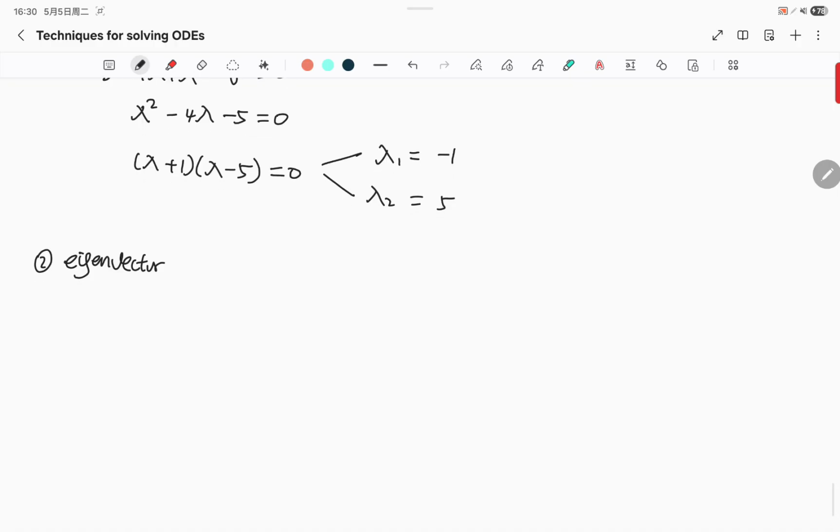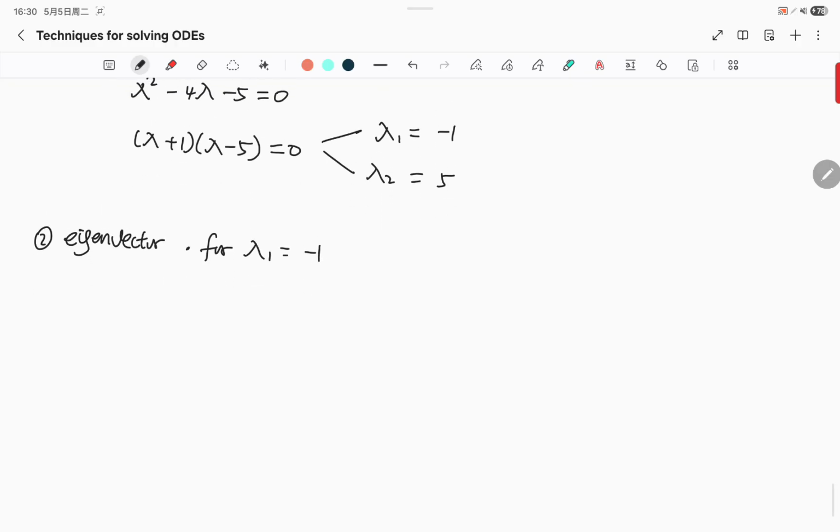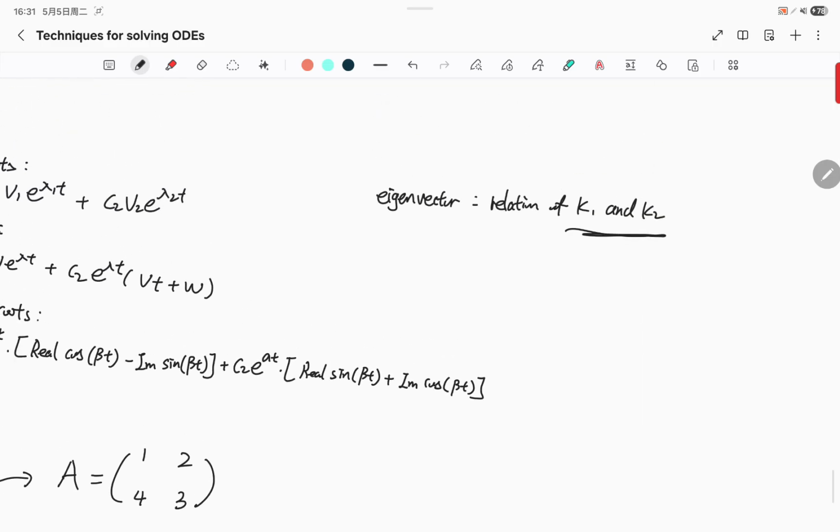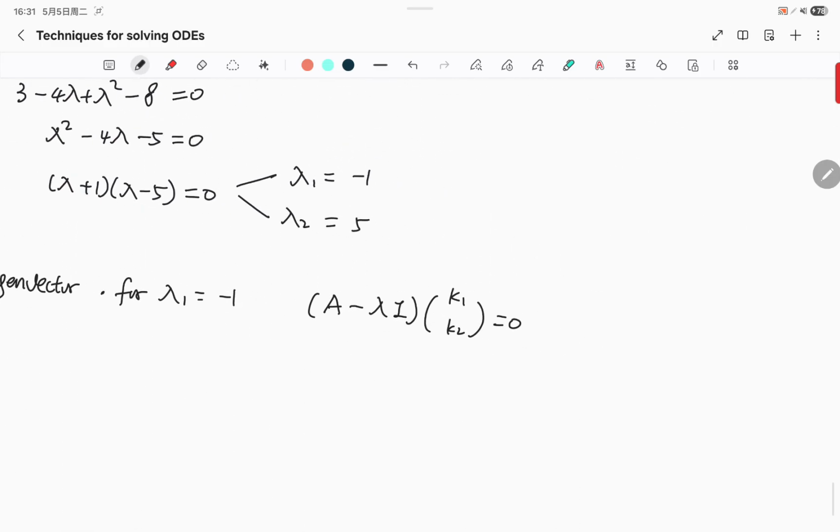Now for lambda 1 equal to negative 1, what do we have here? We need to do the same thing. We have A minus lambda I times k1, k2 equal to 0. This is where you see k1 and k2, as I mentioned here. And k1 and k2 form a vertical, 2 by 1 vector.